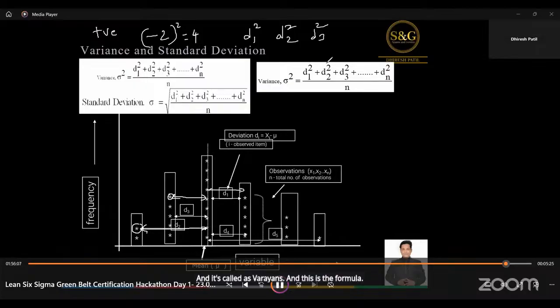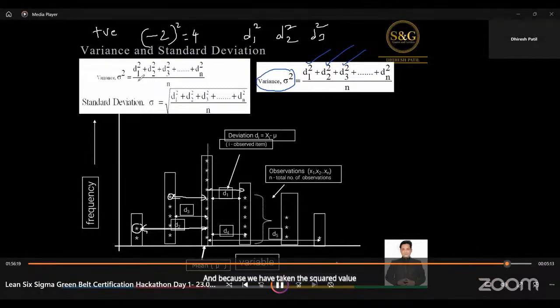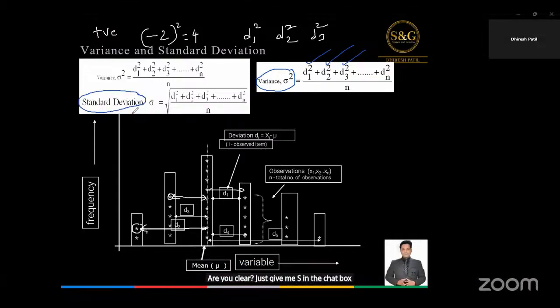d1 square plus d2 square plus d3 square plus d4 square plus d5 square divided by n, it's called variance. And because we have taken the squared value, we have to take the square root, and the square root of the variance is called standard deviation. Are you clear? Just give me yes in the chat box. Very simple.